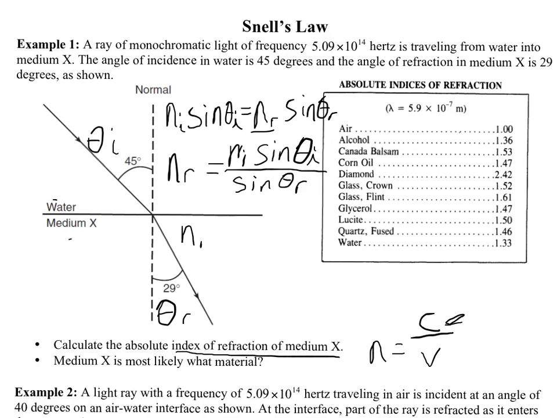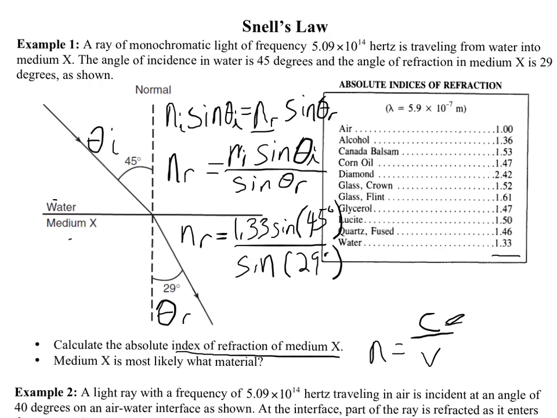So Nr equals the index of refraction for water, which is 1.33. But that's a common one, and even though it would be given to you, I keep the index of refraction of water memorized just because it comes up so much, and so I don't have to bother going back and reading to find out what it is. It saves a few minutes. Times sine of the incident angle over sine of the refracted angle.